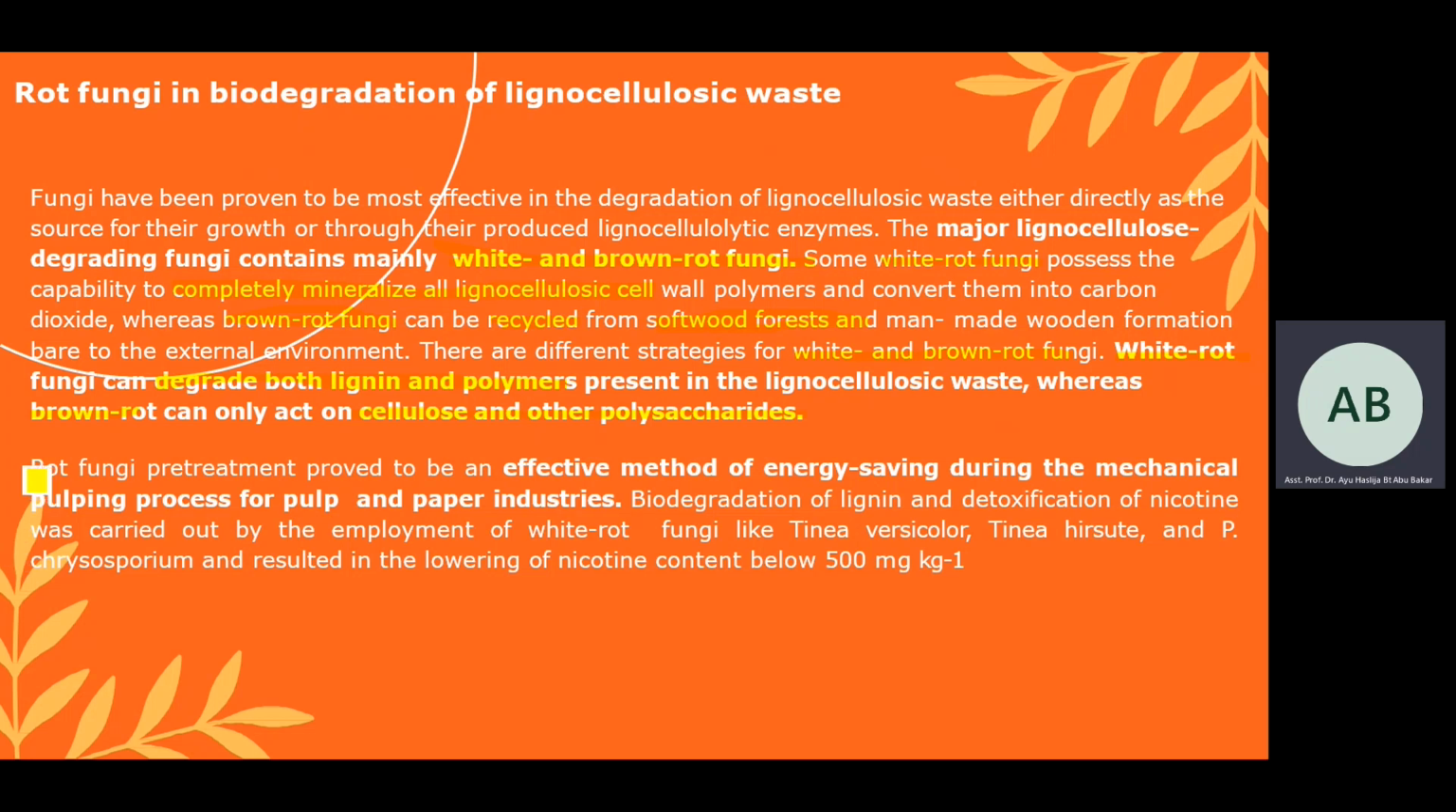Okay, the rot fungi pre-treatment. It proved to be an effective method for energy saving during the mechanical pulping process for the pulp and paper industry. So in pulp and paper, you will need to treat the lignocellulosic material in order to get the pulp. Pulp here refers to cellulose. Okay, pulp is equivalent to cellulose. So in order to extract the cellulose out, you can use this kind of rot fungi for the pre-treatment.